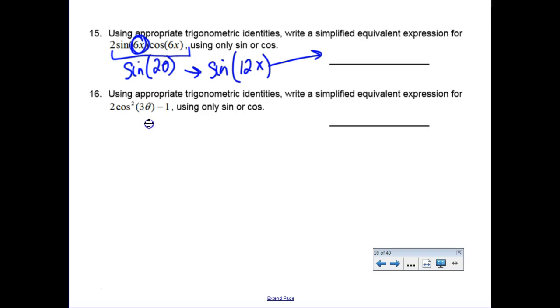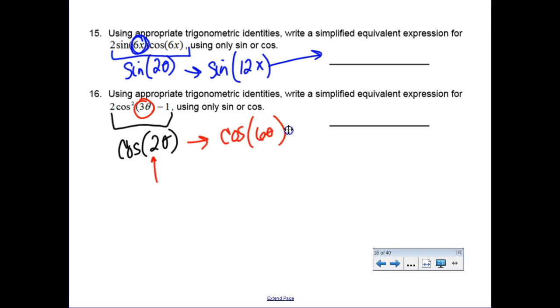So 2 cosine squared 3 theta minus 1, that is the double angle formula for cosine. So this is this guy, as long as you can figure out what the angle is. This is the original angle, and you're supposed to double it. So for us, that means cosine of, instead of 3 theta, doubling that would be 6 theta. Again, can't really do any more work with that one.